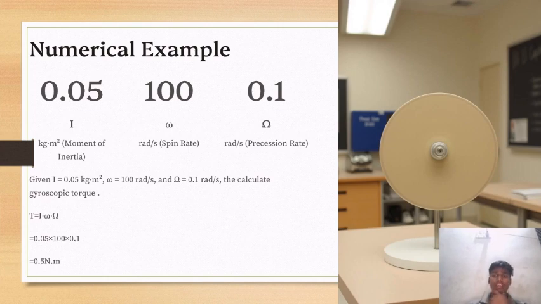Let's take a simple numerical about this. Here, I, the moment of inertia, is given as 0.05 kg meter square. Omega, the spin rate, is given as 100 radian per second, and ohm, the precession rate, is given as 0.1 radian per second. So let's calculate torque. The torque formula is I omega ohm. After putting all the values, we get the answer 0.5 Newton meter, as you can see here. Let's move on to the next question.